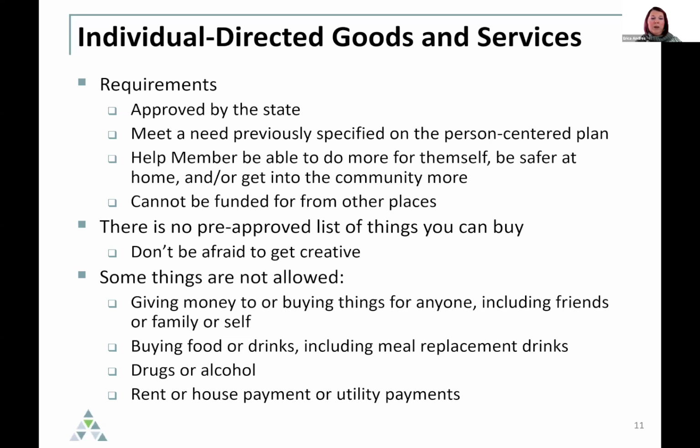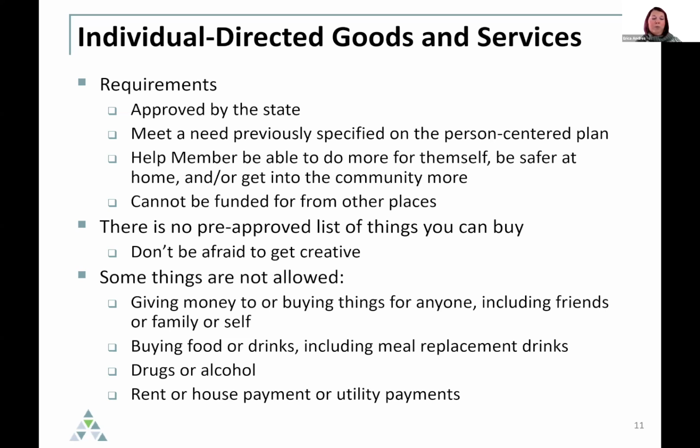To tell you a little bit more about individual directed goods and services, we're going to talk about that right now. Some of the requirements are that it has to be approved by the state before it can be purchased. The individual directed good or service must meet a need previously specified on the person-centered plan. So it has to be something that was already on the person-centered plan that needs to be purchased. It must help the member be able to do more for themselves, be safer at home, and or get out into the community more. And it cannot be funded from other places such as MaineCare or something like that.